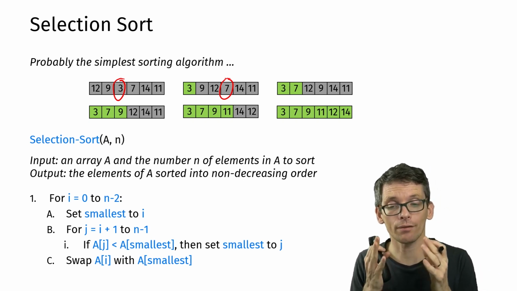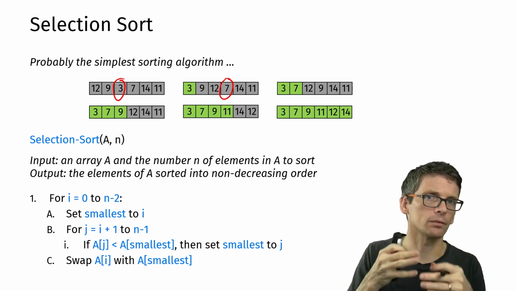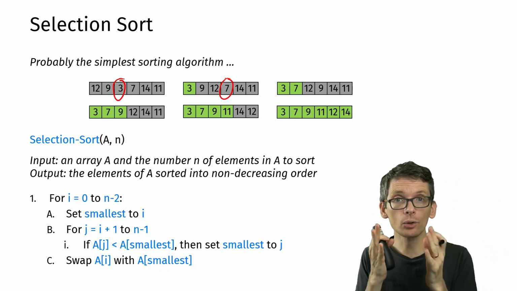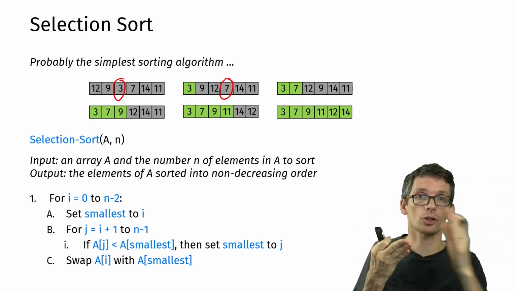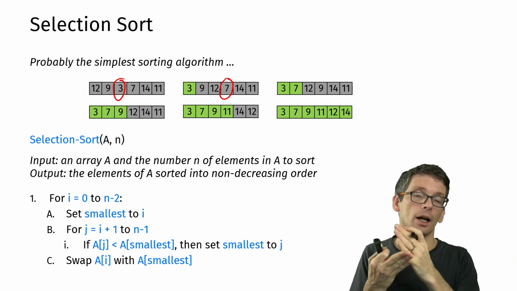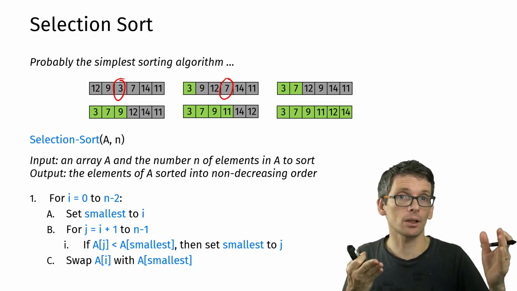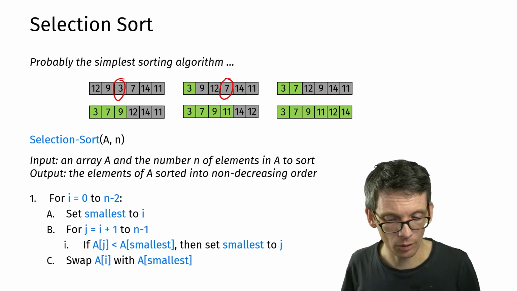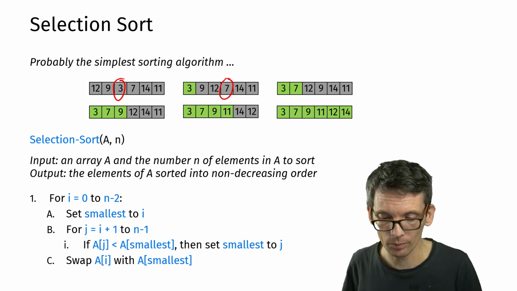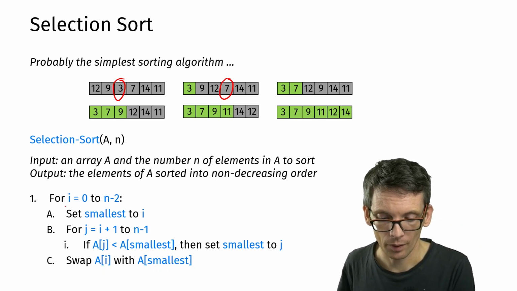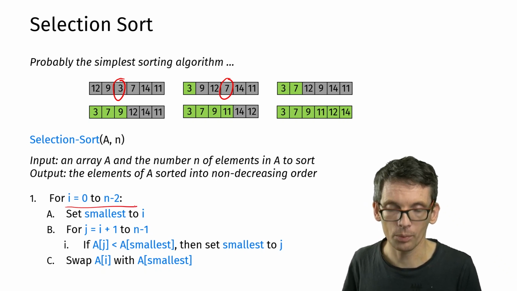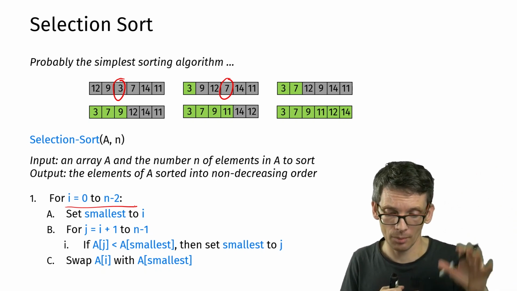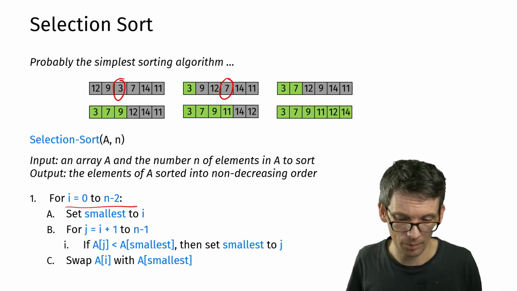So how do I find the 3 or the 7 or the 9? I do so by searching the array, meaning I go through the array, I find the minimum and move it to the front. How can this look as an algorithm? So my loop goes from 0 to n minus 2, so not up to the last element. We'll see in a moment why, or maybe it's already obvious.